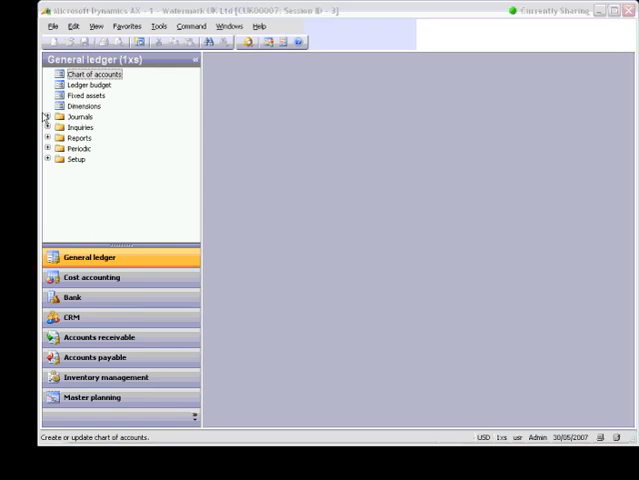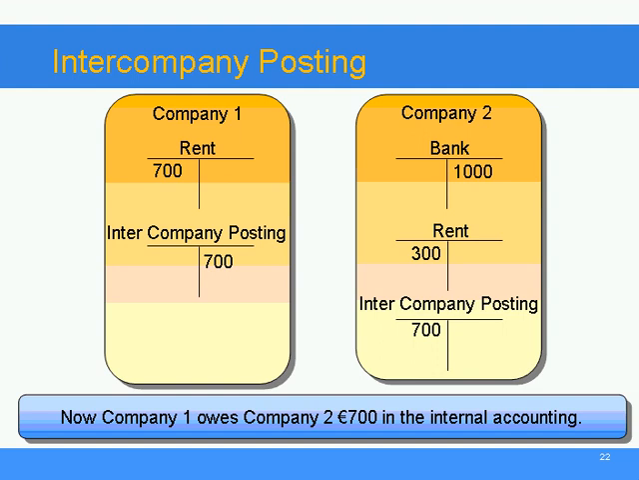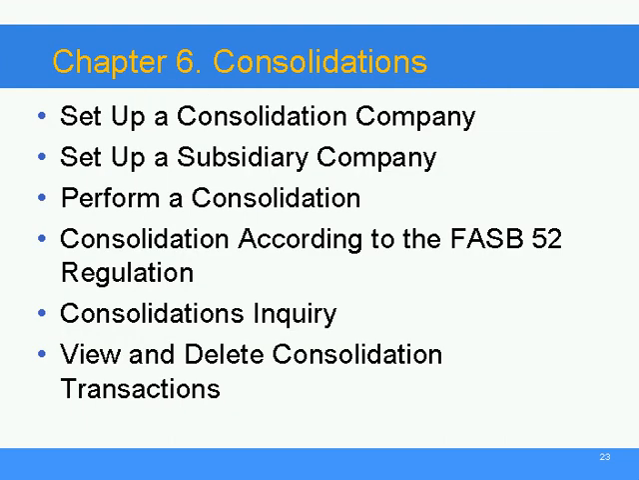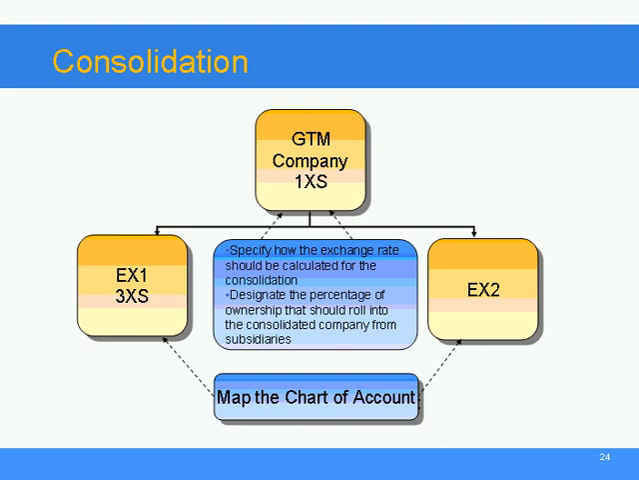Okay, so I go back to the presentation file. Chapter 6, consolidation. We have these objectives: set up a consolidation company, set up a subsidiary company, perform a consolidation according to the FASB 52 regulation, and consolidation inquire, view and delete consolidation transactions. Okay, so consolidation.